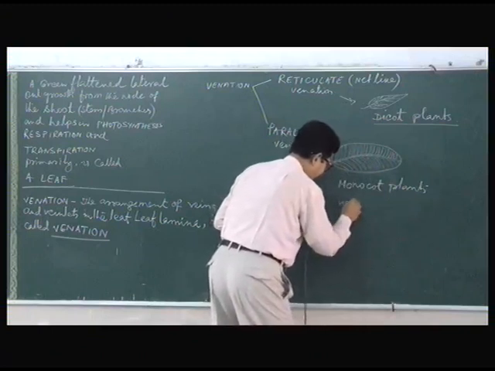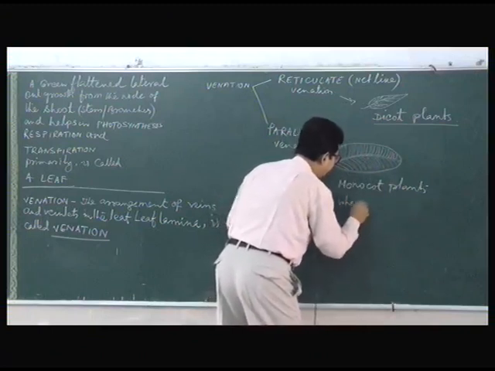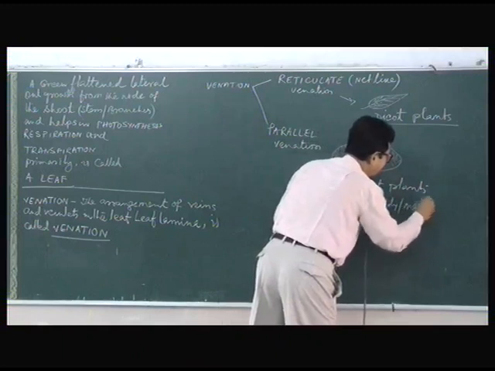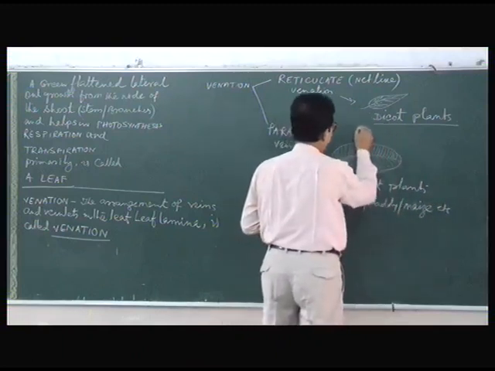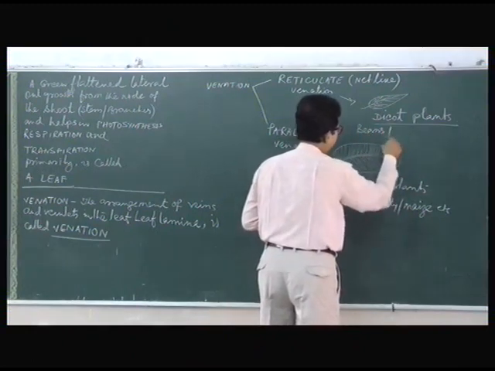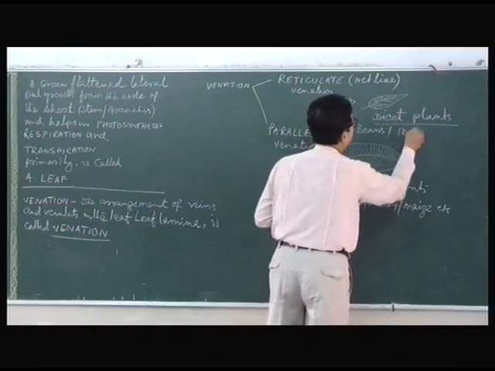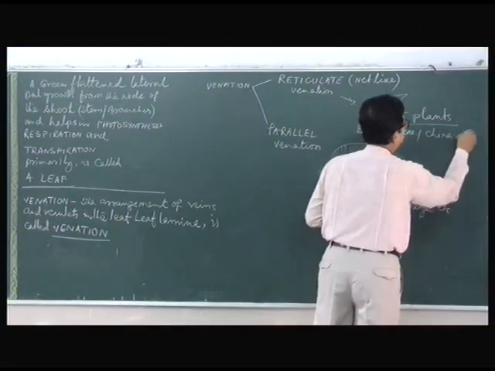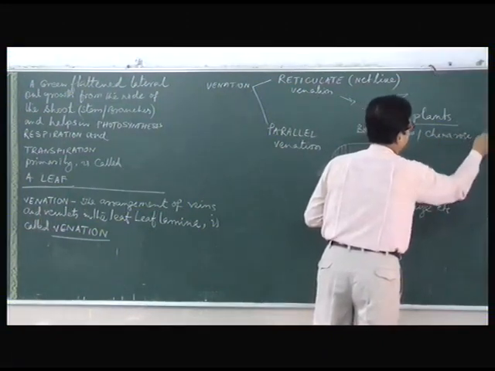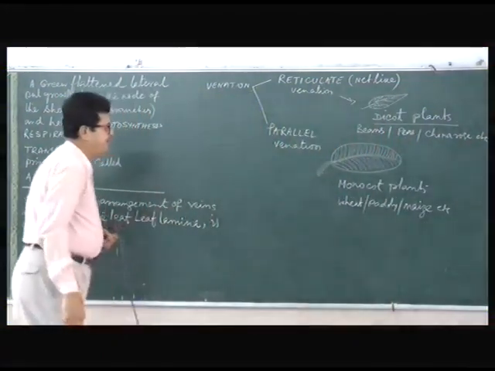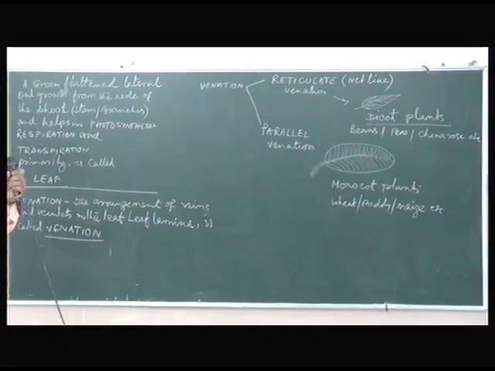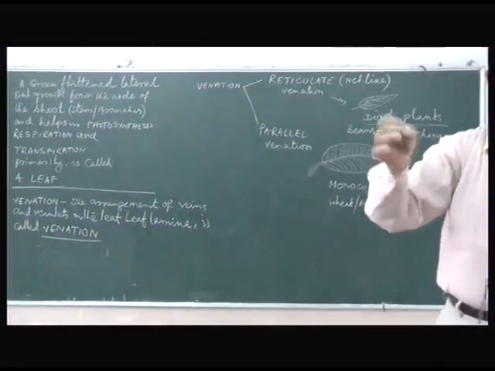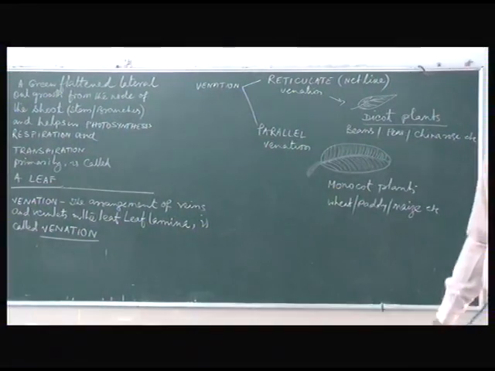Say wheat, paddy, maize, etc. This is all beans, peas, China rose, etc. This is venation, arrangement of veins and veinlets in the leaf lamina. If it's net-like, then we call it reticulate. If the veins and veinlets run parallel to each other, we call it parallel venation.